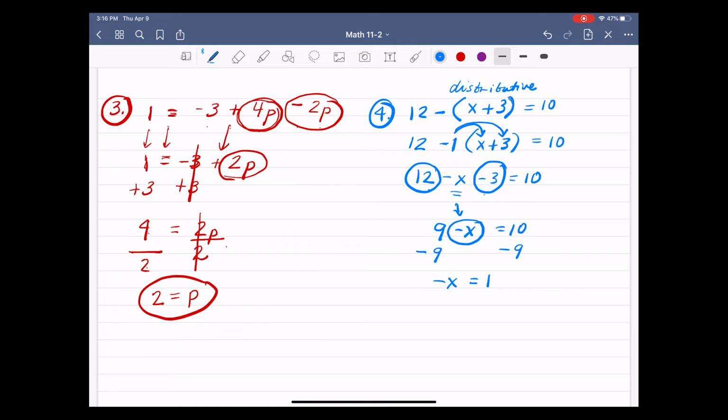Now notice I have a negative variable. That's not a real big deal, but it's kind of messy to deal with. So I'm going to multiply both sides by a -1. -1 times -x makes it a positive x. 1 times -1 makes it a -1. So our answer is x equals -1.